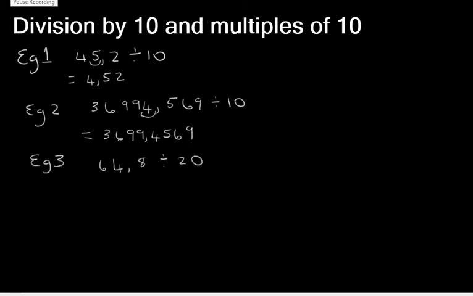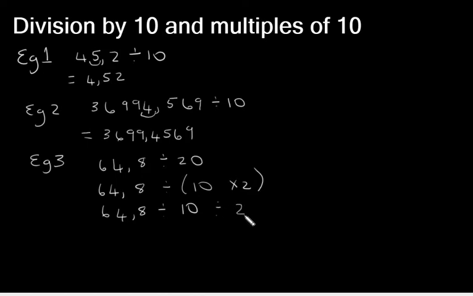But what happens if I say 64.8 divided by 20? We now need to split that 20 up into 10 times 2. So what we will now do is say 64.8 divided by 10. And once we have that answer, we will further divide by 2. Let's do that. 64.8 divided by 10 is 6.48. What do we need to do now? We need to divide by 2. So let's continue.